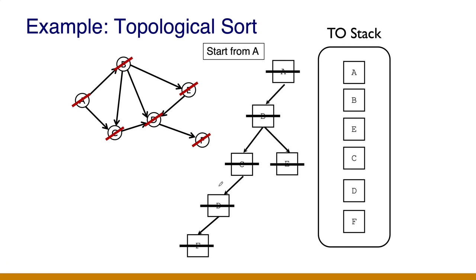So when you want to check, this is the topological order. Right, from A, B, E, C, D, F. You pop the node one by one. So this is number 1, 2, 3, 4, 5, 6. So later we will do a check.